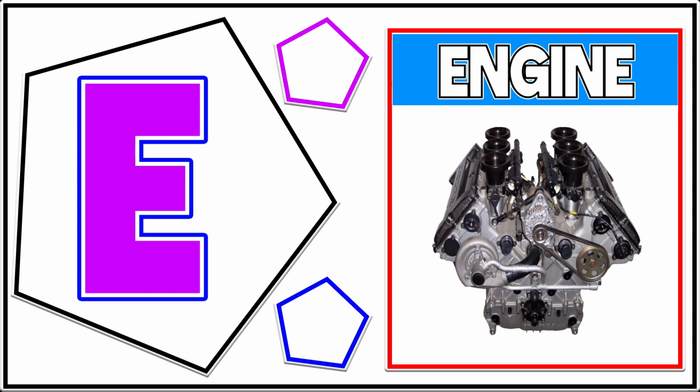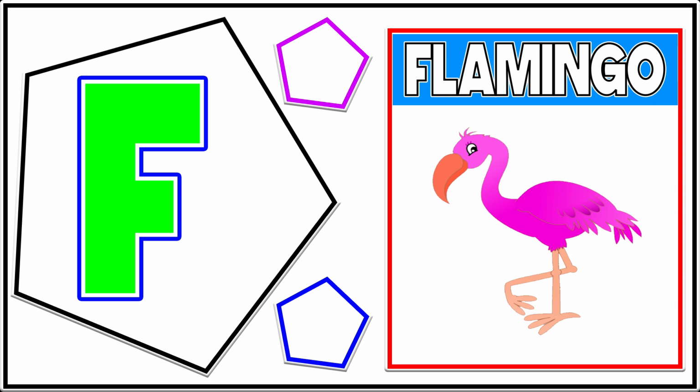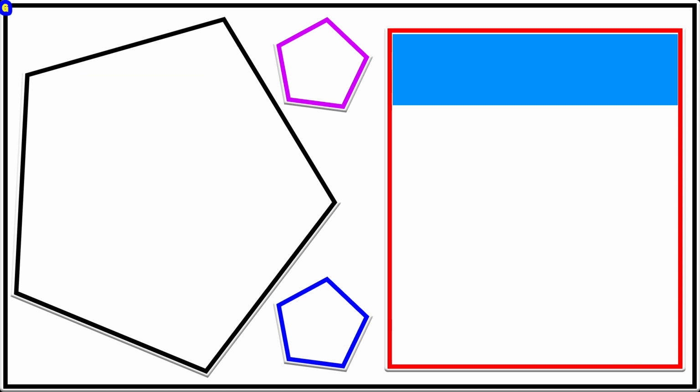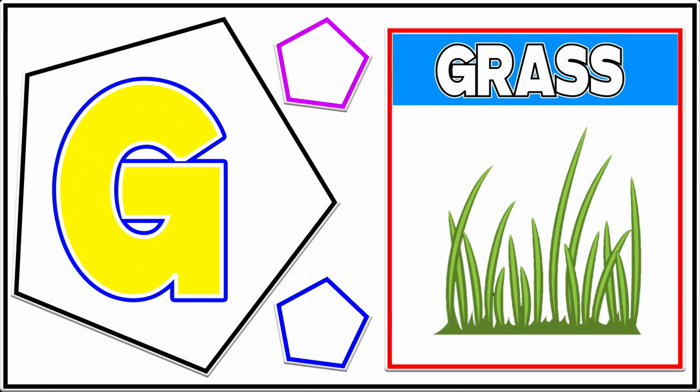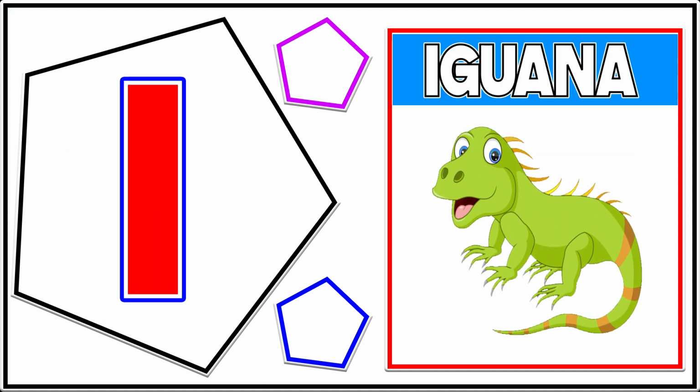E for engine. E, e, engine. F for flamingo. F, f, flamingo. G for grass. G, g, grass. H for heart. H, h, heart. I for iguana. I, i, iguana.